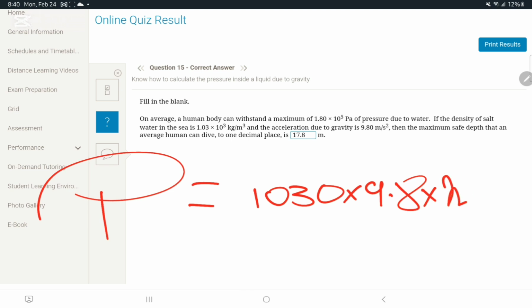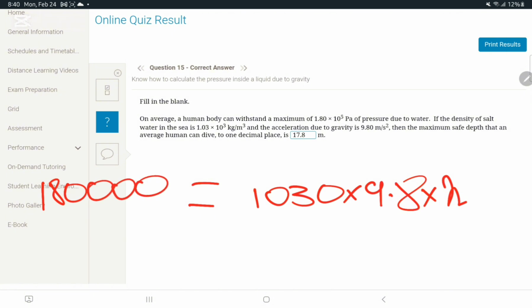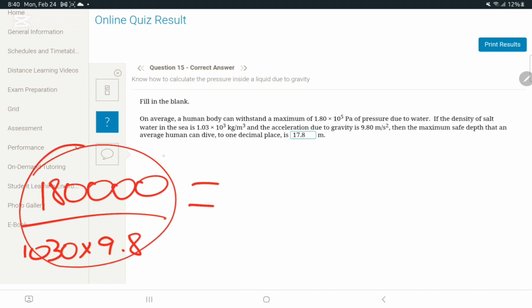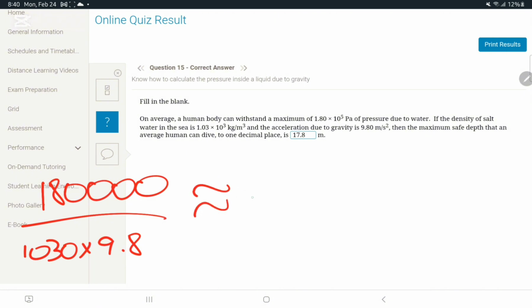times the height, which you need to find, and the pressure they gave you is 180,000, or 1.8 times 10 to the power of 5. You plug it into the calculator: divide 1.8 times 10 to the power of 5 by 1030 times 9.8. You will get many decimals, but to 1 decimal place, rounded up, you will get 17.8 meters.